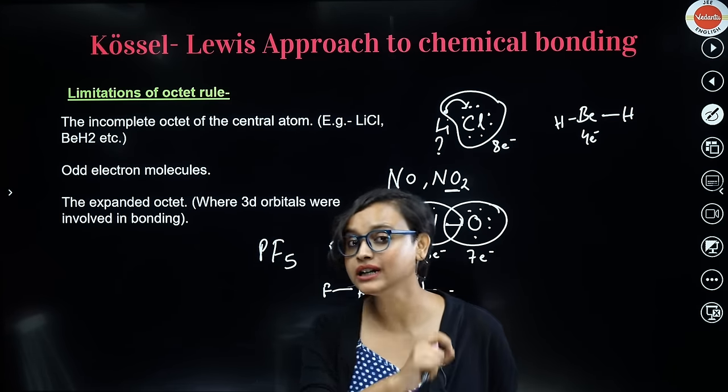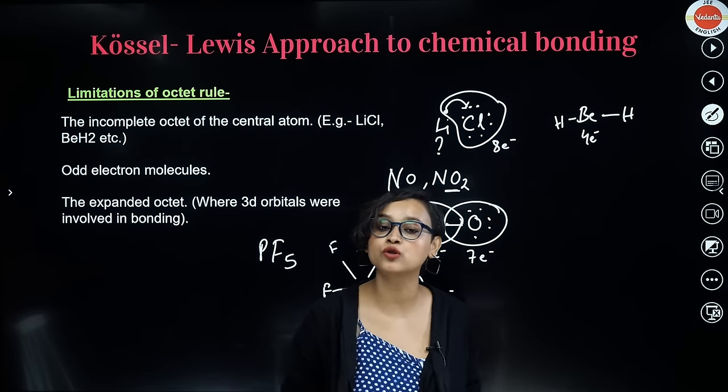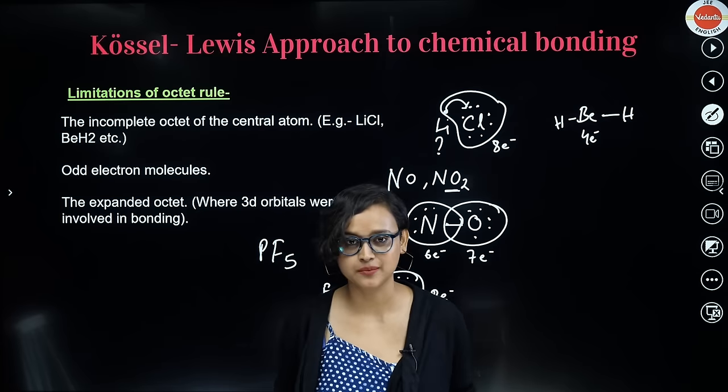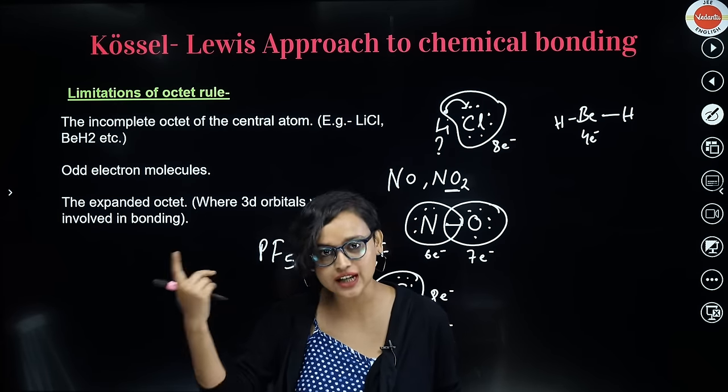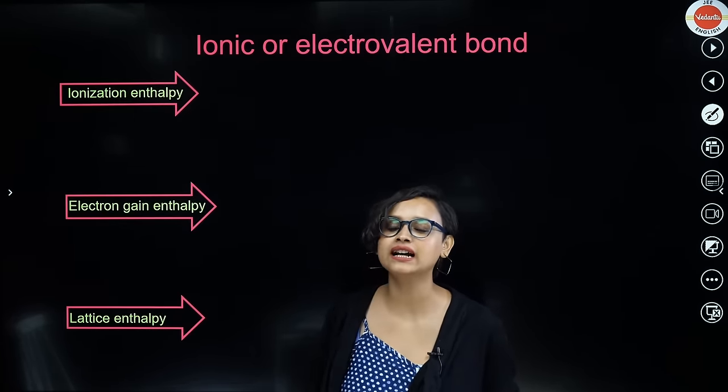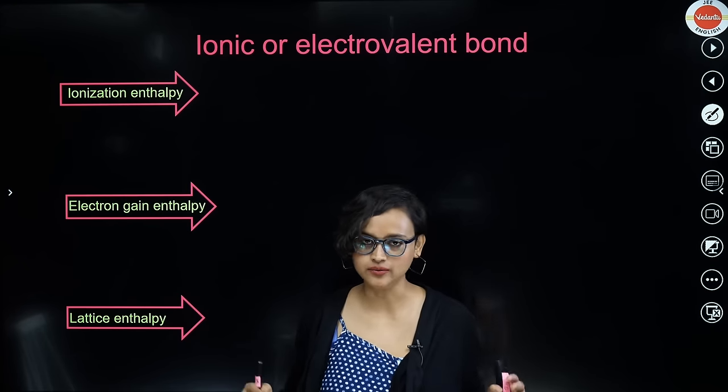These are the limitations of the Kossel-Lewis approach to chemical bonding. And that's why we needed something else. Okay. What did we need? We need VSEPR theory, to which we will come later. But now let's understand the ionic or the electrovalent bond.